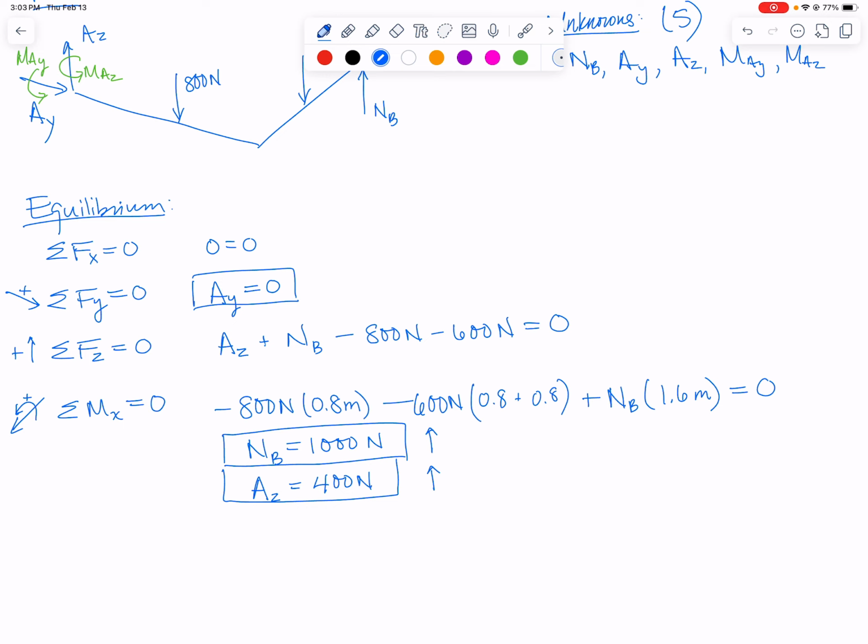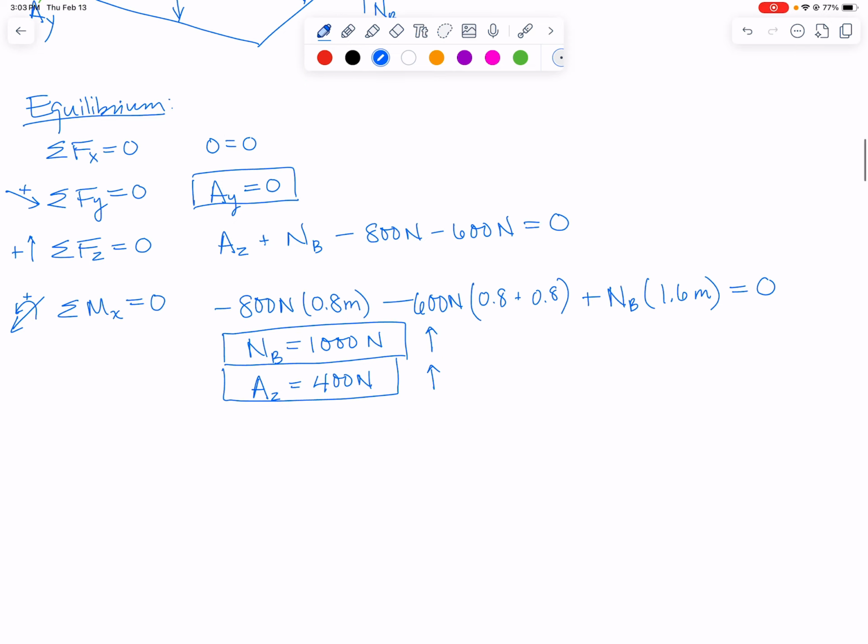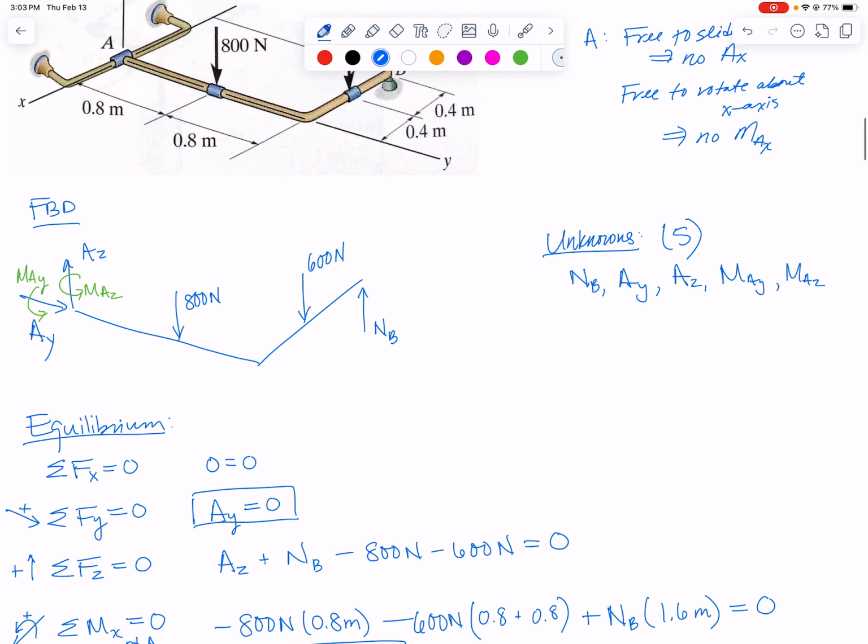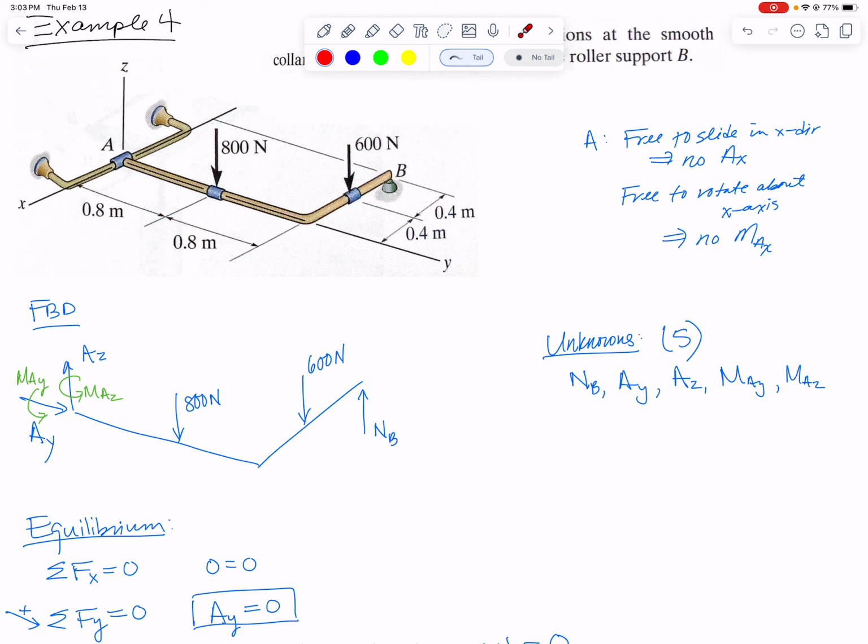Next, we can sum moments about a y-axis and a z-axis. I did the x-axis through point A. Let's try summing moments about the y-axis. Let's see if A makes the most sense for the y-axis as well. I think it probably does. This actual y-axis on our part goes through point A, that means that both the 800 newton force and all the forces at A will cause no moment.